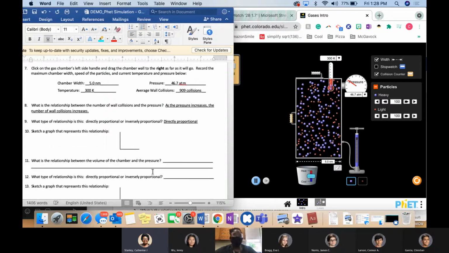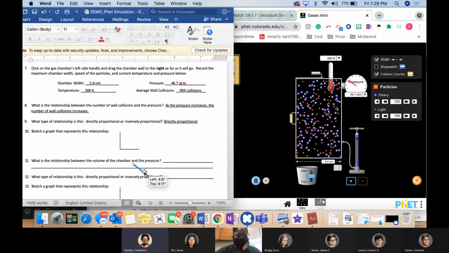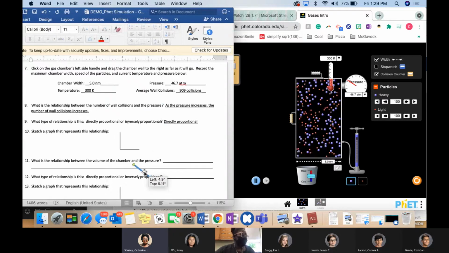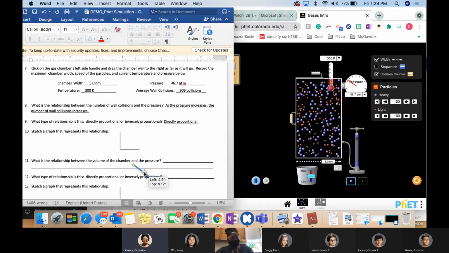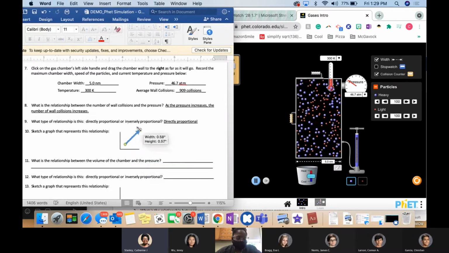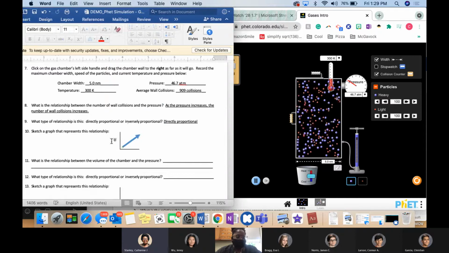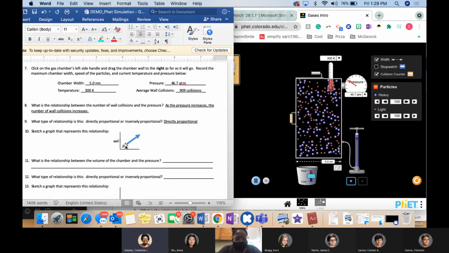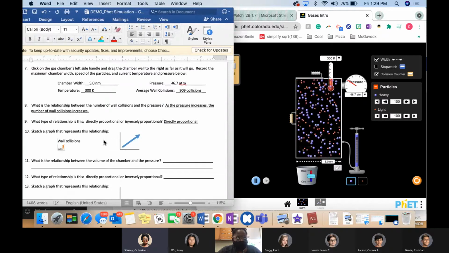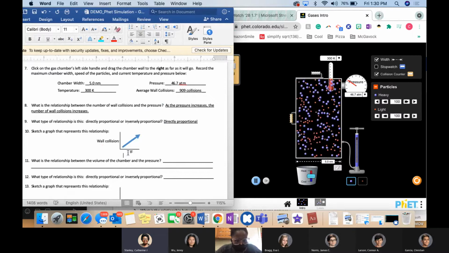All right, let's move on to the graph. Here goes our graph. Which way is the arrow going to be facing? I have one vote for up and to the right, because it increases from the origin up and the origin out. All right. Here we go. Let's label our axes. This can be our number of wall collisions, and this will be our pressure.